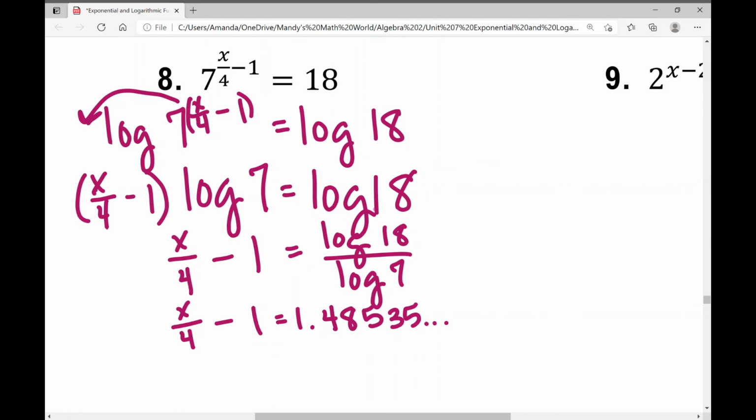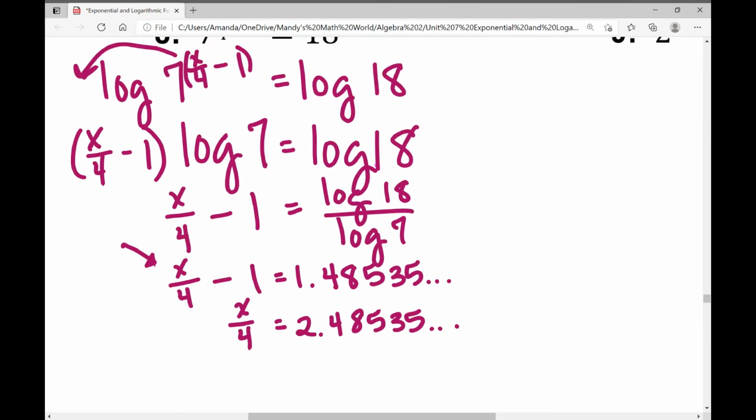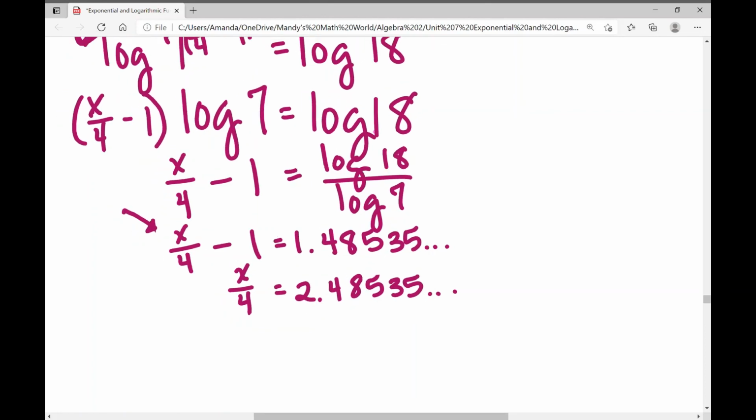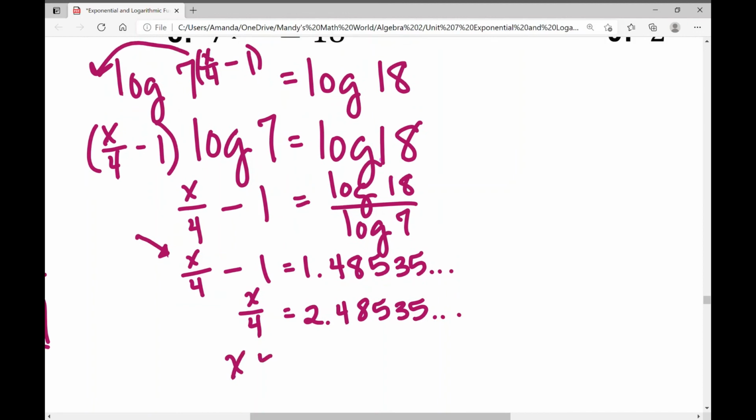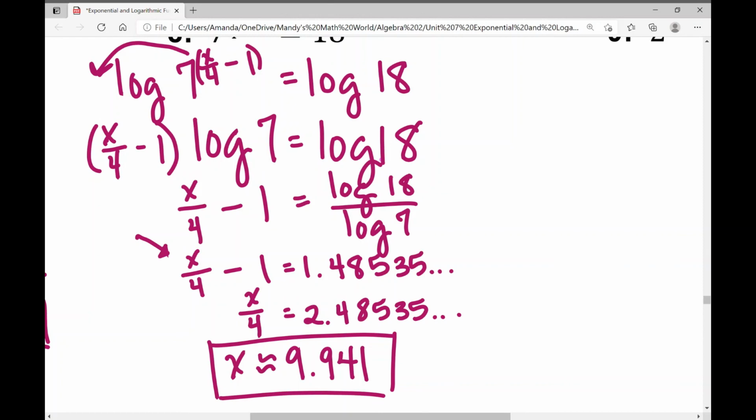Okay, so now we're going to take that and get this variable all by itself. So I have to undo this side on the left. I'm going to add 1 to both sides. So plus 1, I get x divided by 4 equals 2.48535... right? And then to undo that divided by 4, I'm going to multiply both sides by 4. So when we multiply both sides by 4, you get x is approximately 9.941. And that's your answer. Okay, let's move on to problem number 9.